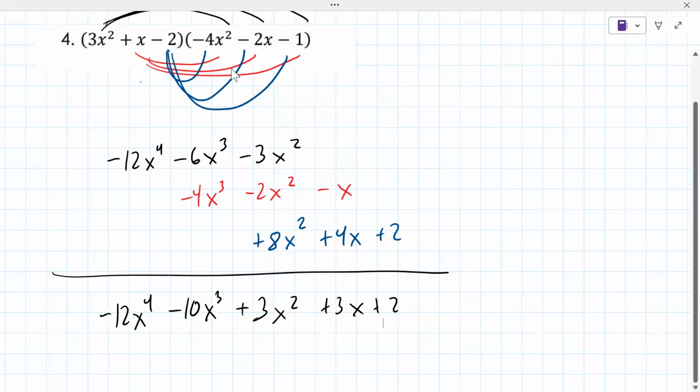Negative 2x squared, and then positive 8x squared. So make sure you're treating this as negative 2 times each of these. That's kind of a common mistake to make.